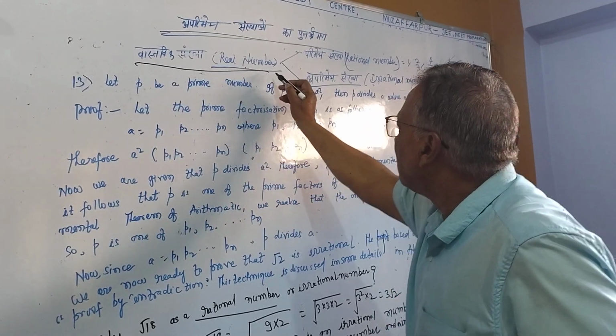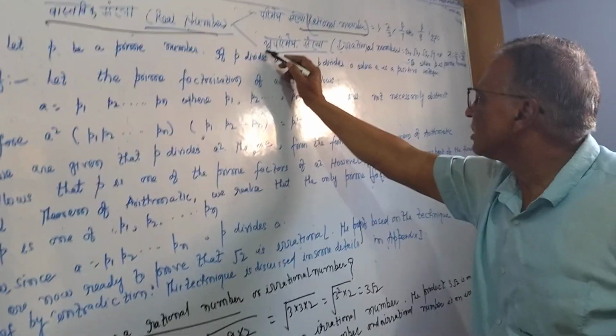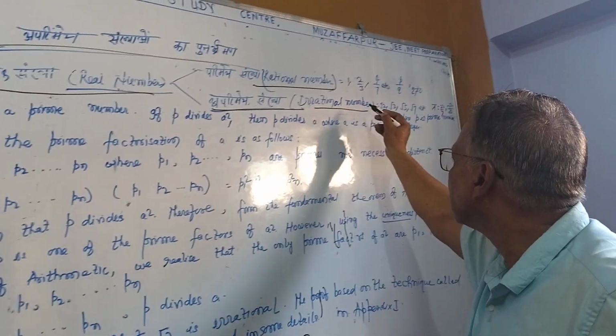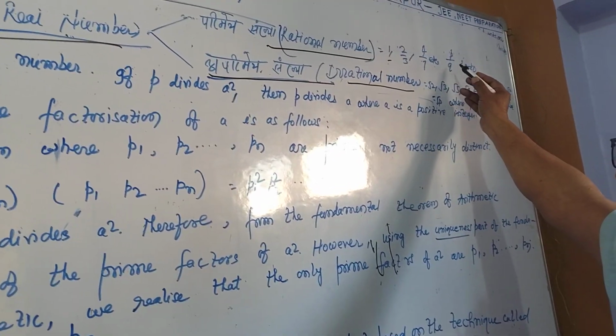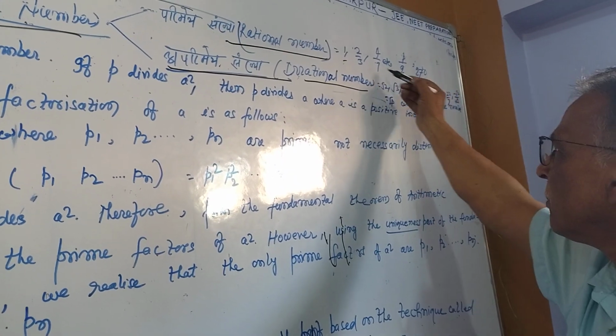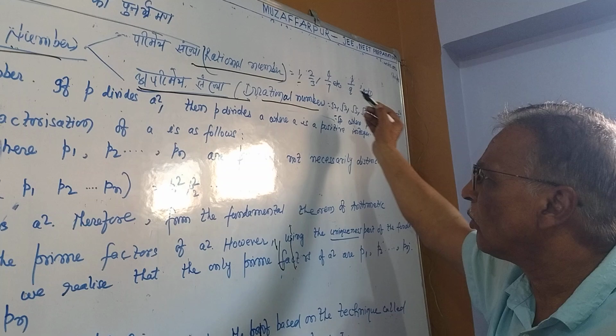Real number. There are two types of real number: one is rational number and another is irrational number. Like this: 1, 2 by 3, 4 by 7, etc. But the number which is in the form of p by q, where q is not equal to 0.